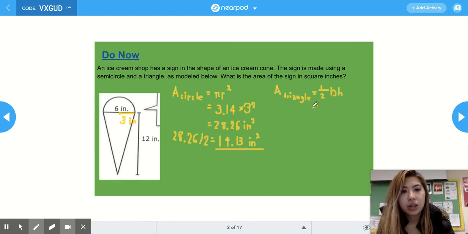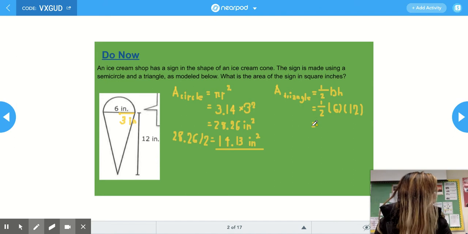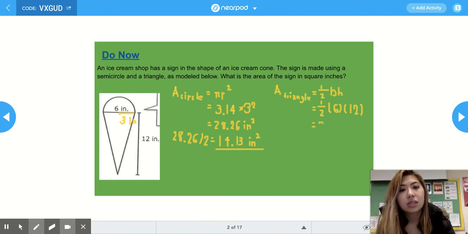Then for the triangle, our base length is the 6 inches, so we have half times 6. And then our height is going to be 12. So first we're going to multiply. 6 times 12 is 72, and then we have to figure out half of 72, and that is 36. So the area of the triangle is 36 inches squared.